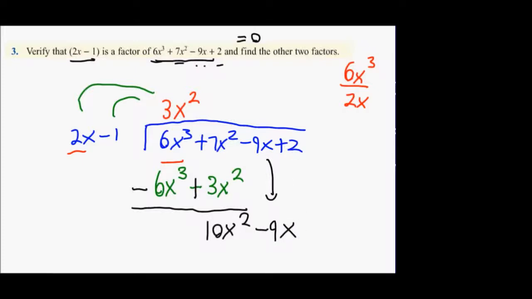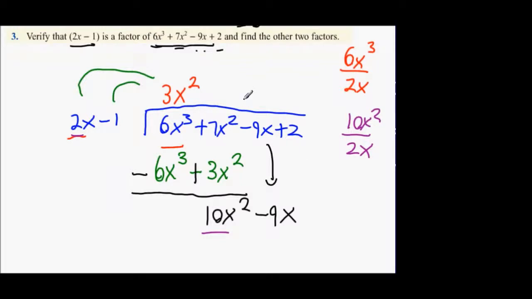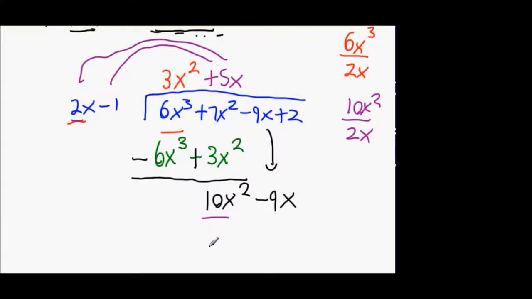The next step is, once again, you're looking to match up your front numbers. What's 10x squared divided by 2x? Plus 5x. Multiply your 5x. You're now going to multiply 5x by, anybody? You're going to multiply your 5x by the 2x and the minus 1. And what do we get this time? 10x squared minus 5x.